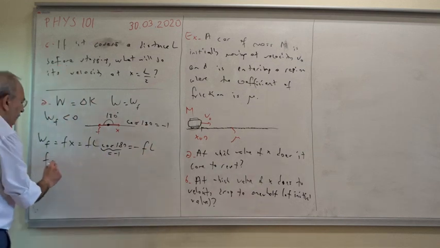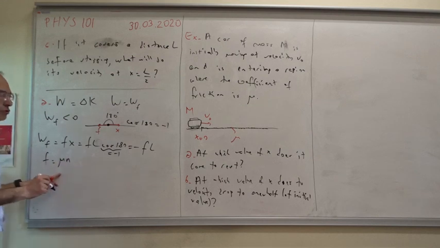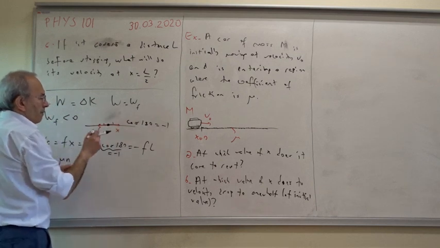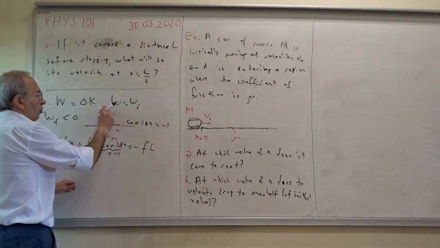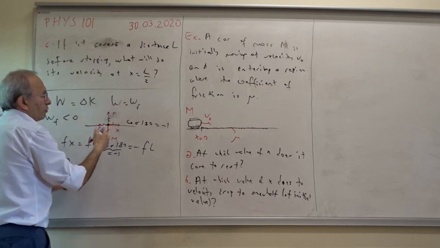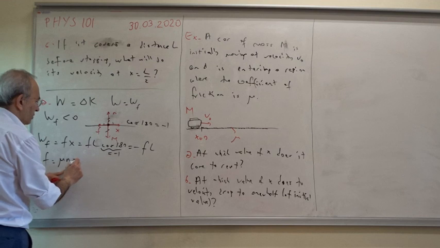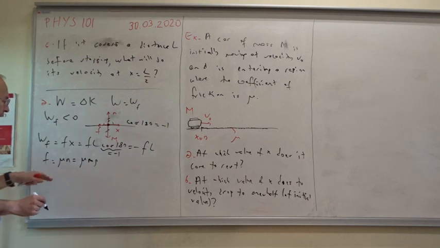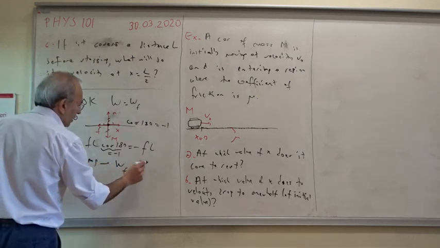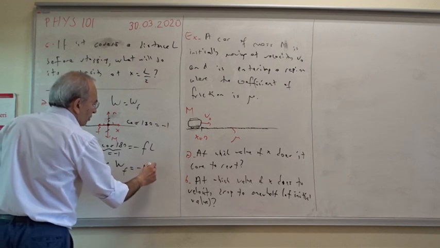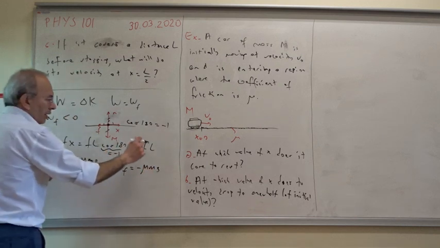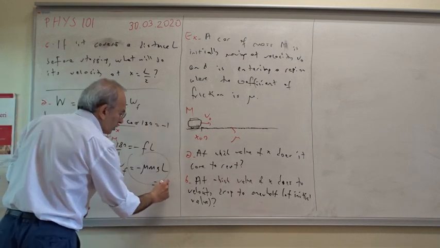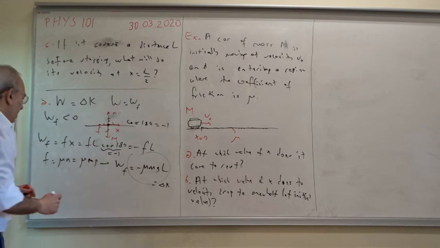What is F? F is coefficient of friction times normal force. But what is the normal force? If you consider this free body diagram, weight mg is acting down, normal force is acting up, so that they are equal and opposite, so it is mu times mg. Now work done by friction is negative mu mg for the friction part, L is the distance. And this quantity is just equal to change in the kinetic energy.